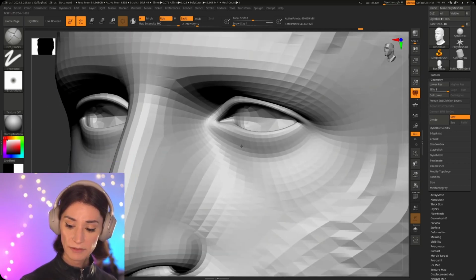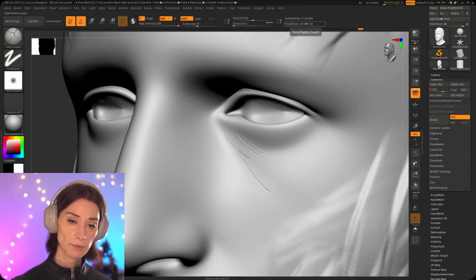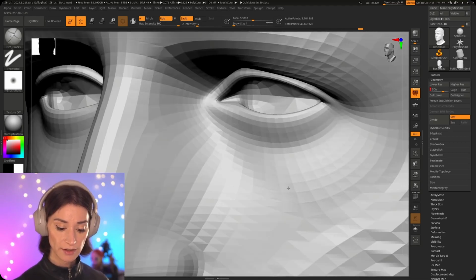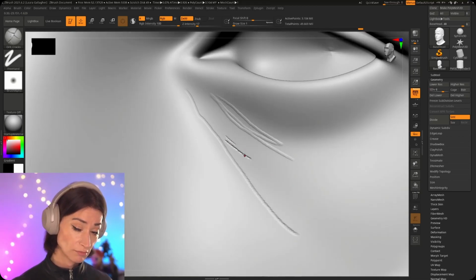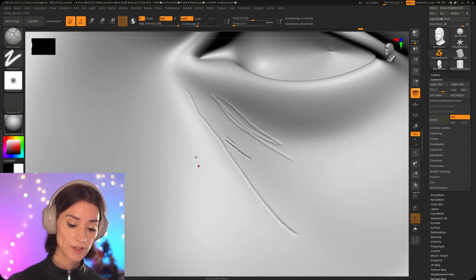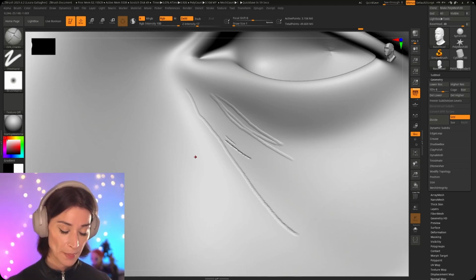And even if I bring this down here to about subdivision number 6, right? You can see here that we're back down to about 3 million here. And I'm still getting some really nice, really crisp details if I want out of my surface there. So that's the advantage of working in subdivision.